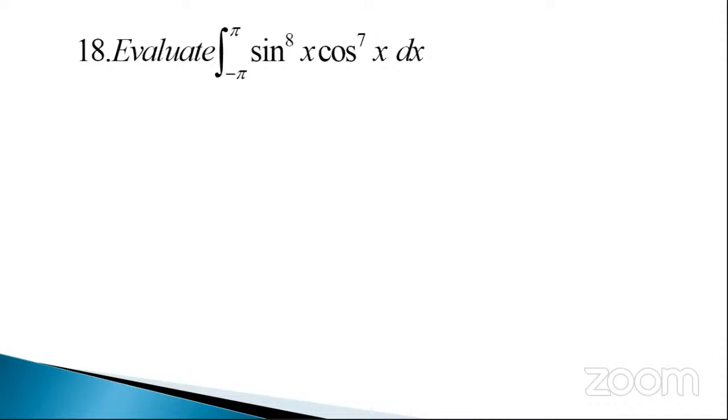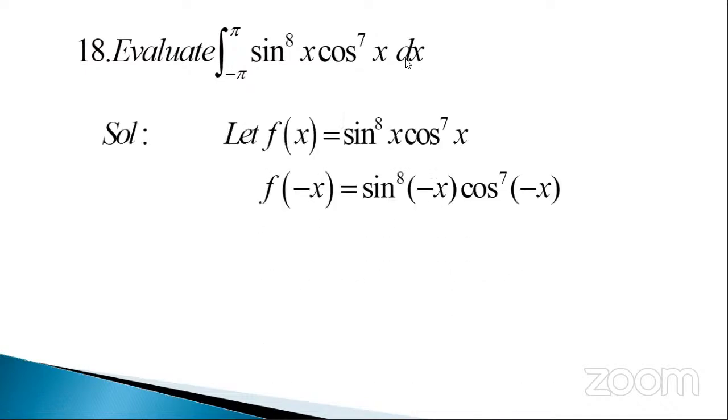Minus pi to pi. In previous problems, all the limits were 0 to pi by 2. But here it is minus pi to pi, integral of sine to the power of 8x into cos to the power of 7x dx. Is it an even function or an odd function?